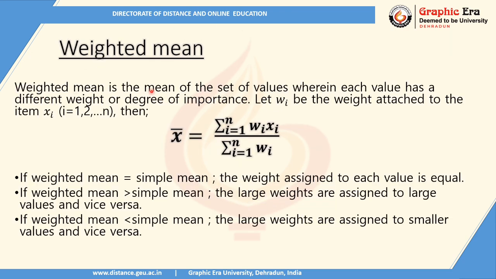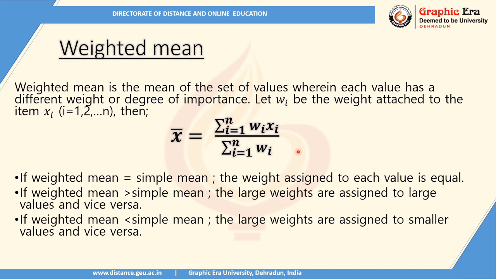Weighted mean. Weighted mean is the mean of the set of values wherein each value has a different weight or degree of importance. Let Wi be the weight attached to the items xi, then x bar will be sigma i equals 1 to n Wi xi upon sigma i equals 1 to n Wi. If we replace this Wi by the fi, then it will be the formula of the mean when data is in the group and frequency is given. So this is the same as the previous formula.